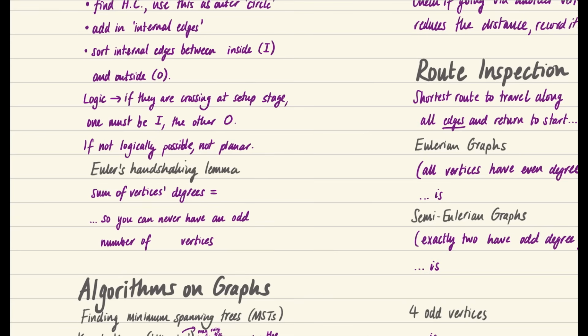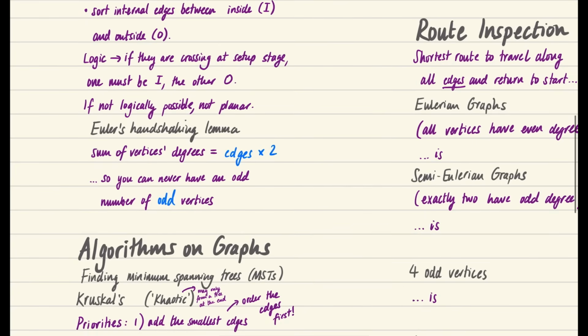And that's just that the sum of the vertices' degrees is the total number of edges multiplied by 2. So what this means is that you can never have an odd number of odd vertices. You're always going to have an even number of odd vertices, because the sum of the vertices' degrees always has to be the number of edges multiplied by 2.